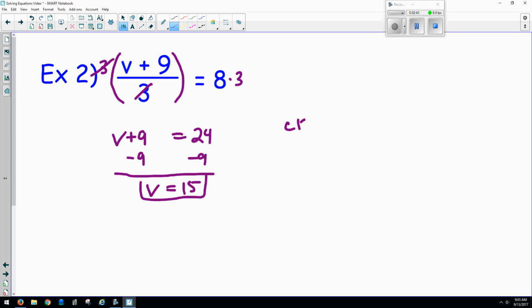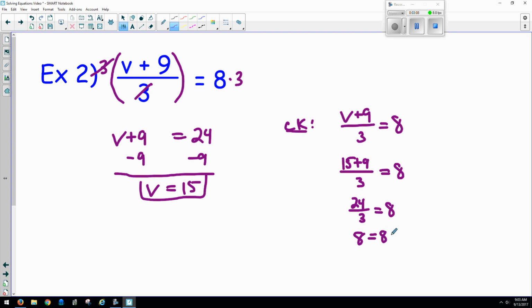And again, we're going to check. So we're going to start with the original equation. And I'm just going to substitute what we got for b. And just bring everything down in every line of the check. So I get 24 divided by 3, which is 8, and it checks out.